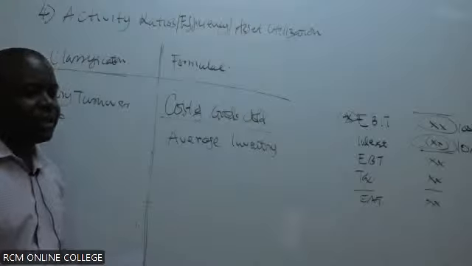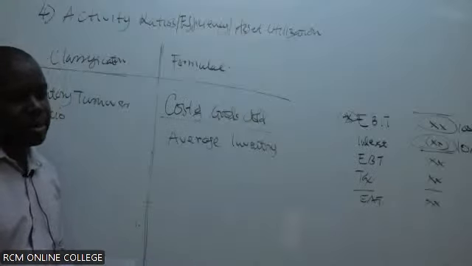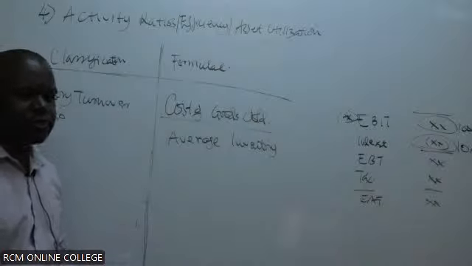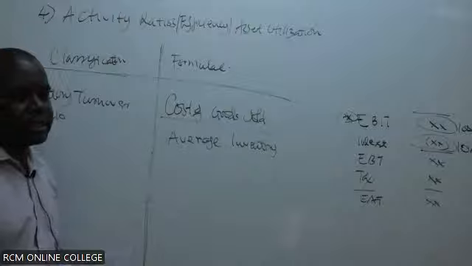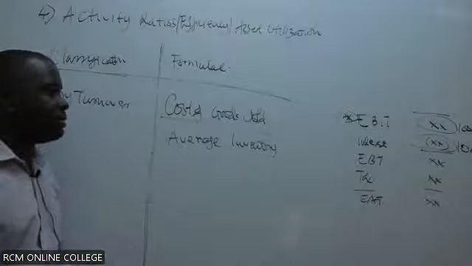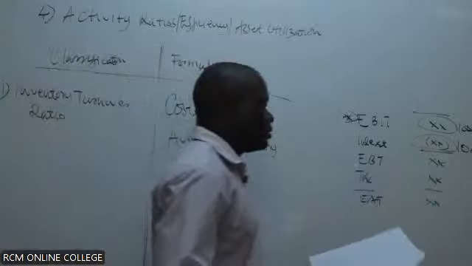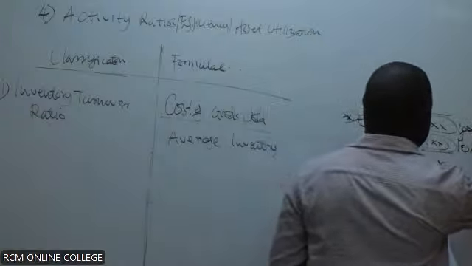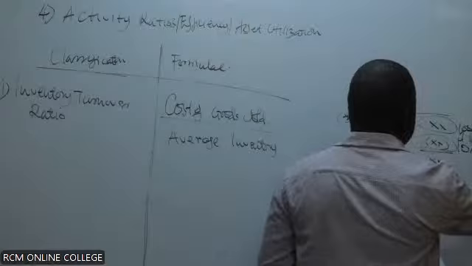So for the interest cover ratio, we are not multiplying by 100. We are looking at the number of times. For a number of times, you can't put it in percentage. So you just say 10 times. When you get your answer, you'll say 10 times.